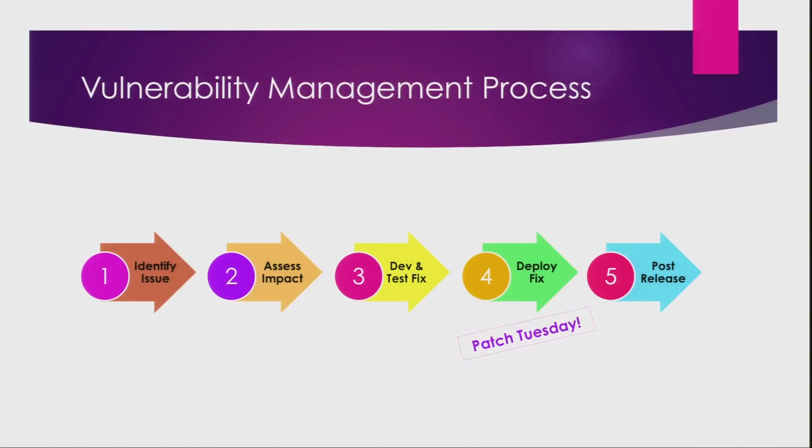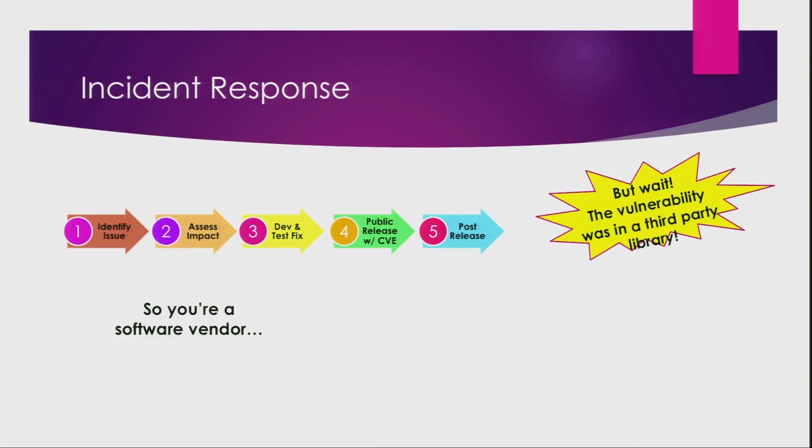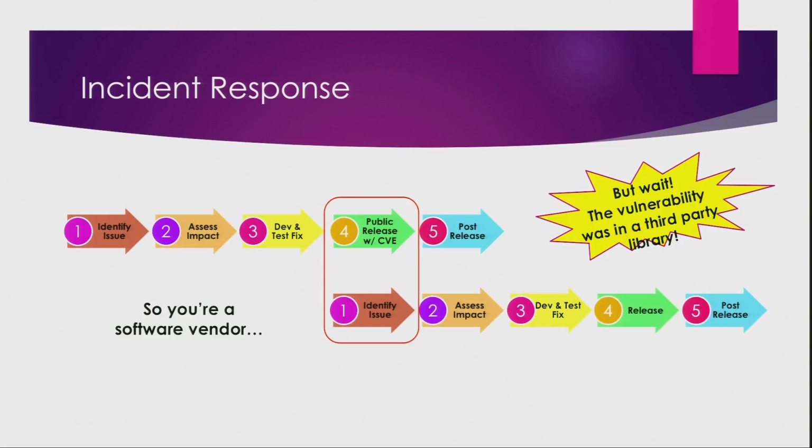This looks just like the incident response process. Incident response, you're going to identify that issue, assess the impact, dev and test the fix, publicly release with the CVE, and then you're in the post-release phase, if you're a software vendor. But if you're a software vendor who used third-party code, you didn't find out about the vulnerability until they released it. So now, in that first step 1, hacker McHackyPants reported to FreeType that they've got a vulnerability.